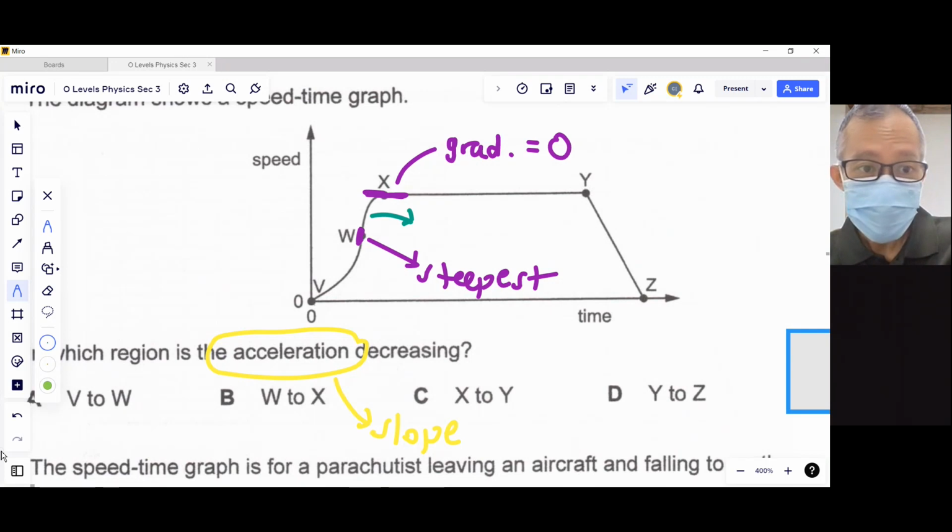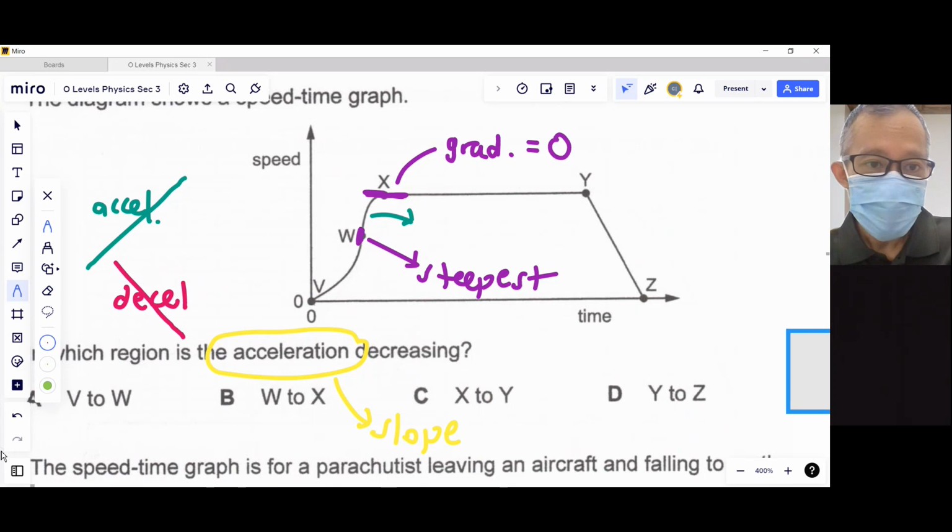Is it acceleration? As long as your curve is positive like this, it is acceleration. But if you see a negative slope like this, then it is deceleration. So it's still acceleration, right? Correct? Yeah, because it's a positive slope. But the question is, is acceleration increasing or decreasing?